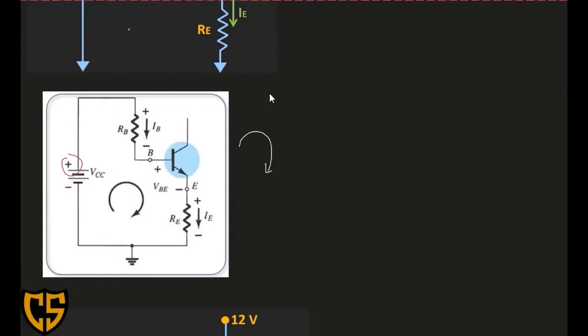So we have positive VCC, minus, it passes through your RB, which is IB RB, minus our VBE, then minus IE RE, equals 0.